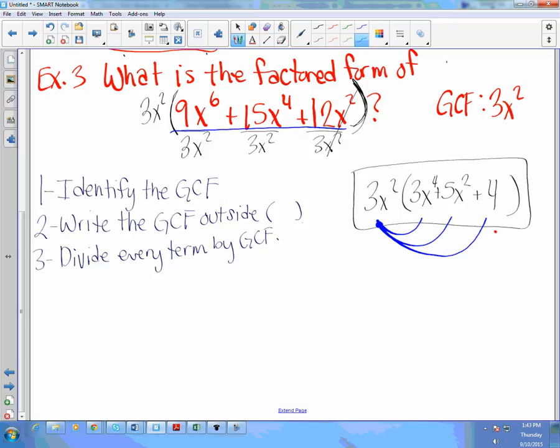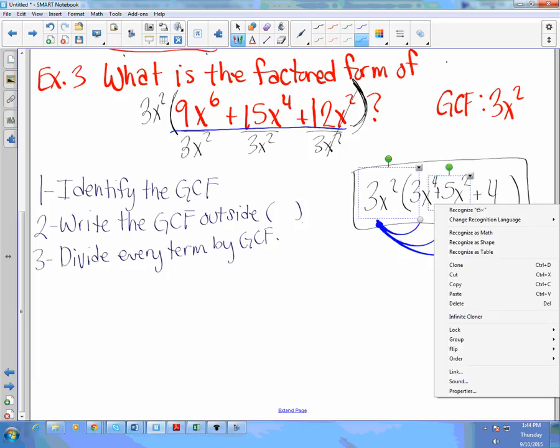By the way, remember how we classified by degree and number of terms? What would the name for 3x squared be? There's one term, so what's it called? Monomial. For this one, what degree is it? Sixth degree. And it's 3 terms, what do we call that? Trinomial. Sixth degree trinomial. So this is really the product of the monomial times the trinomial.